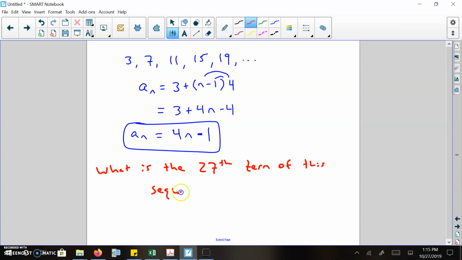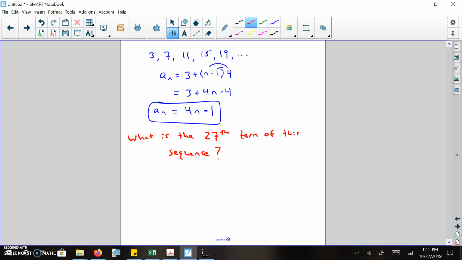Well, if you were very inefficient, what you could do is go 3, 7, 11, 15, 19, and then notice we're adding 4 every time, so 23, 27, 31, 35, and so on and so forth. You could list out all the terms all the way up to the 27th term. That would be one way of doing this problem, and you could get the right answer that way, but it's not very efficient because we just came up with the explicit formula. It's 4n minus 1.